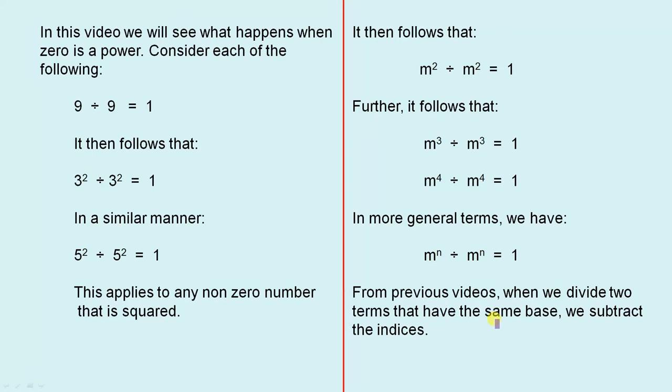If we remember from previous videos, when we divide two terms that have the same base, we subtract the indices. So you remember, we're dividing these two terms. They have the same base, so we subtract the indices. So let's have a look on the next slide.